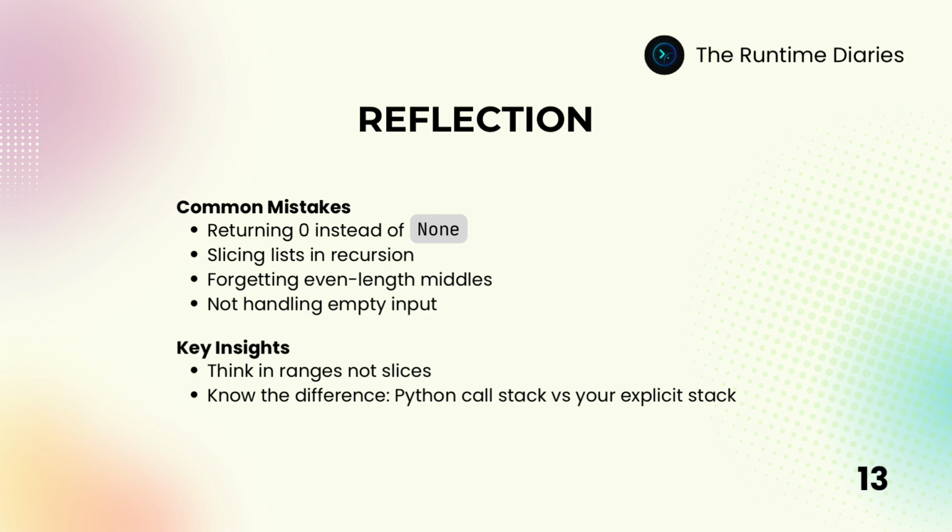Before we close, let's reflect on what we learned. Here's some common mistakes. Returning 0 instead of none for any empty children. Using list slices in recursion. Forgetting about even length middle choices. Not handling empty inputs gracefully. And here's some key insights. Think in ranges, not slices. Understand the difference between Python's hidden call stack and your own explicit one. Structural optimization doesn't always change complexity, but it does change control.